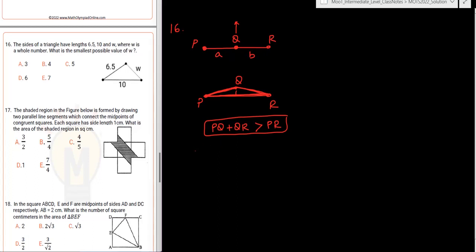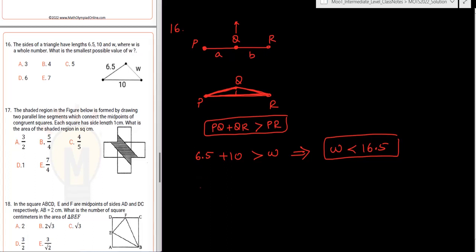Now using that idea here, you have one side as W. You can say that 6.5 plus 10 will definitely be greater than W. That means W is less than 16.5. That is one condition that has to be satisfied to form a triangle.